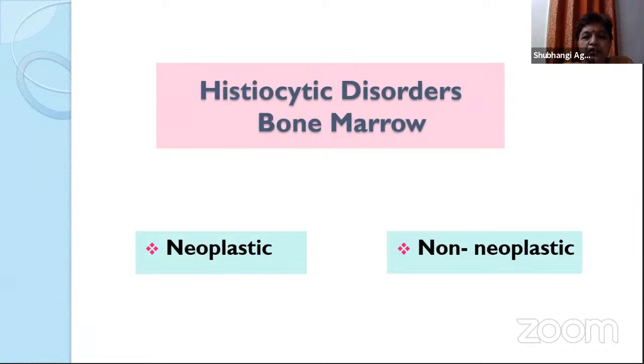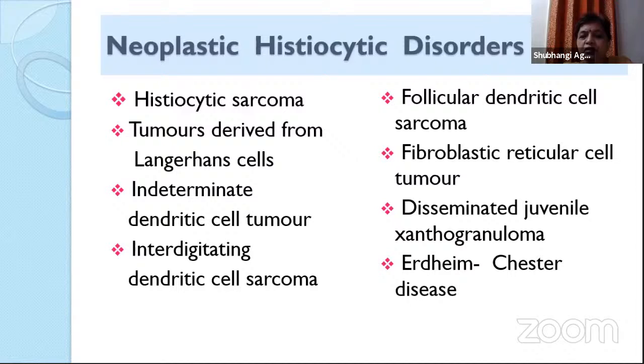In the neoplastic disorders, we have histiocytic sarcoma, then tumors derived from the Langerhans cells, which I will be covering, then indeterminate dendritic cell tumor, interdigitating dendritic cell sarcoma, follicular dendritic cell sarcoma, fibroblastic reticular tumor, disseminated juvenile xanthogranuloma, and Erdheim-Chester disease.